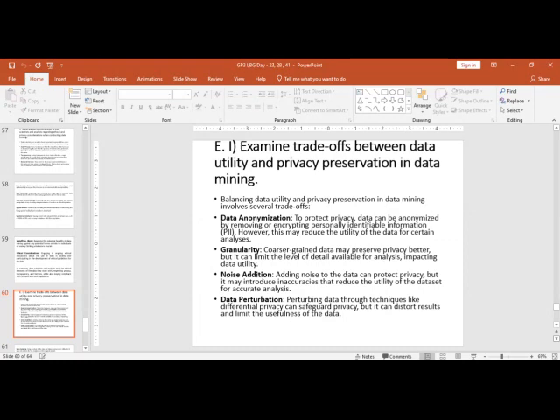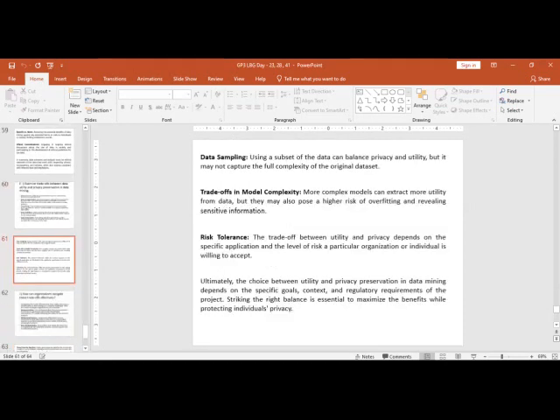It may introduce inaccuracies that reduce the utility of data for accurate analysis. Data perturbation: perturbing data through techniques like differential privacy can safeguard privacy, but it can distort results and limit the usefulness of the data. Data sampling: using a subset of the data can balance privacy and utility, but it may not capture the complexity of the original dataset.